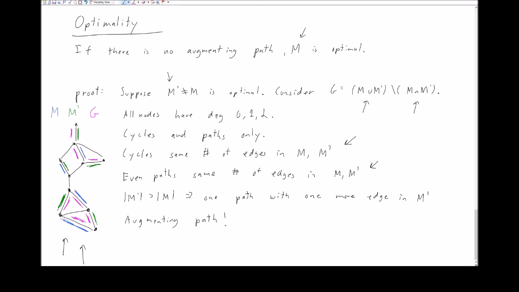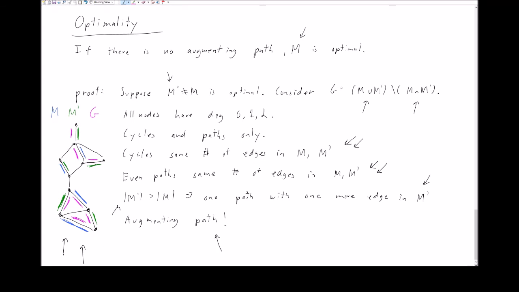Finally, because M prime has at least one more edge in it than M, there must be at least one path with one more edge in M prime. That's because these even paths and these cycles all cancel each other out with respect to the cardinalities. They take an even number of edges, the same number of edges away from M prime as M. So there must be one remaining path with one more edge in M prime. It turns out that this path is going to be an augmenting path.